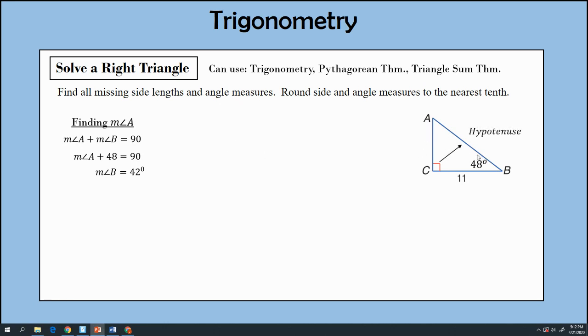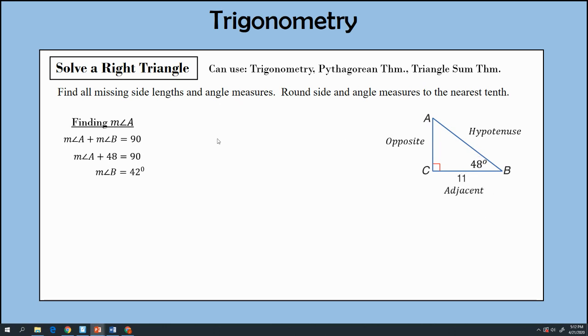Now I'm going to label the sides working from the 48-degree angle. You could work from the 42 if you felt like it. You'd have to relabel differently, and then when you go to use your trig ratios, you'd use 42. But I'm going from the 48. So that would make this opposite and that would be adjacent.